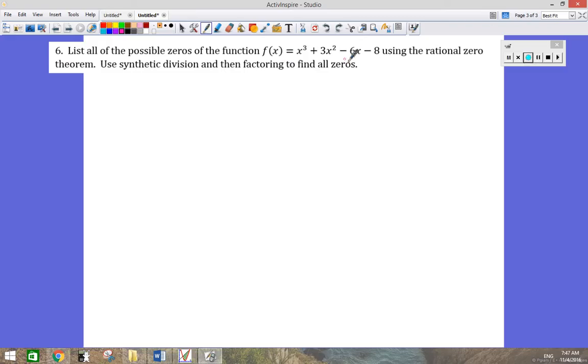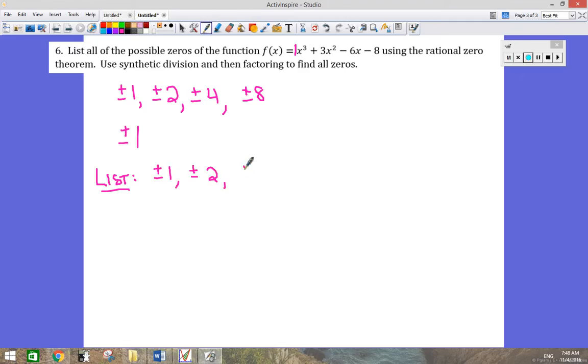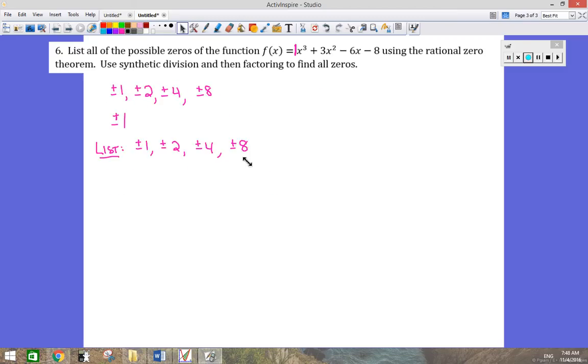So the theorem tells us to look at the constant term and the leading coefficient and to look at their factors. The factors of -8 are plus or minus 1, plus or minus 2, plus or minus 4, plus or minus 8. The leading coefficient is 1, so that's just plus or minus 1. So my list of possible rational zeros is plus or minus 1, 2, 4, and 8. So now the search begins to attempt to find an x-intercept.